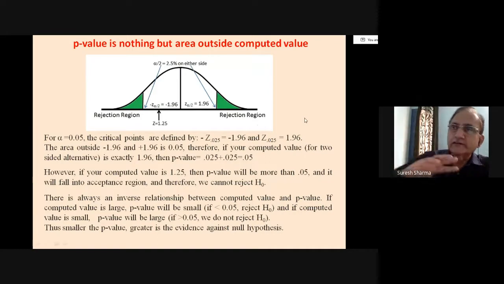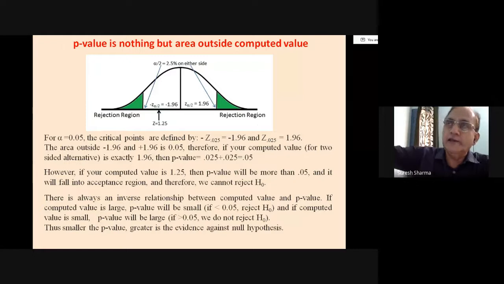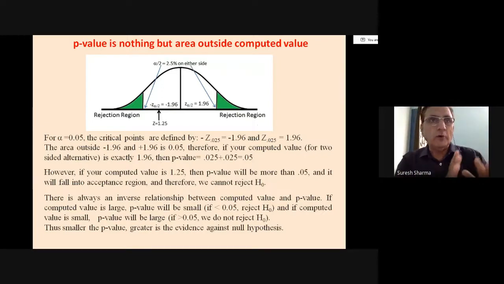So there is an inverse relationship between p-value and computed value. If your computed value is higher, p-value will be small. And if your computed value is small, p-value will be higher. Right? As simple as that. So that is the relationship or the idea about the p-value. So the smaller the p-value, the greater the chances of rejecting the null hypothesis. The higher the p-value, the greater the chances of accepting the null hypothesis. Please note down these things, right?